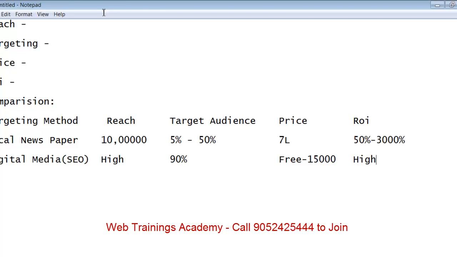Still they are effective, but digital media is something which is growing both for the small advertisers, as well as for the medium businesses, as well as for very large companies. For all of these companies, this particular methodology is working perfectly. Is it clear? Any question you have, you can ask. Okay, fine. So now this is the comparison chart between the different types of channels.